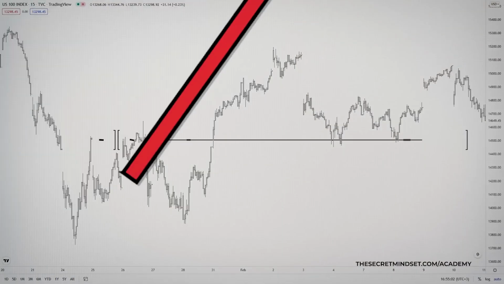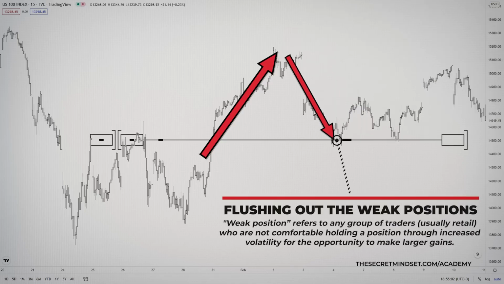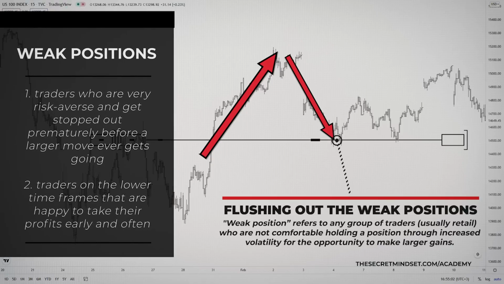Start thinking of retests as the market's way of resetting itself, or flushing out the weak positions. The term weak position refers to any group of traders, usually retail, who are not comfortable holding a position through the increased volatility for the opportunity to make larger gains. These are usually the traders who are very risk-averse and therefore get stopped out prematurely before a larger move ever gets going. Of course, there are also those who trade the lower timeframes and therefore aren't looking for the larger opportunity. These traders are happy to take their profits early and often.